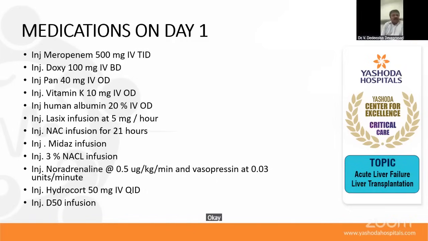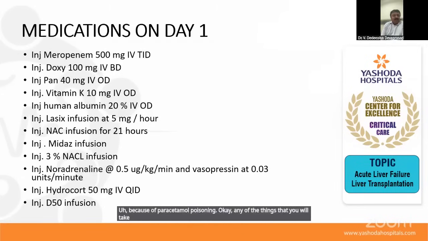Okay. Suppose this is a patient, you know that it's acute liver failure because of paracetamol poisoning. Any of the things that you will take off from your prescription? What are the things that will go off from your prescription?